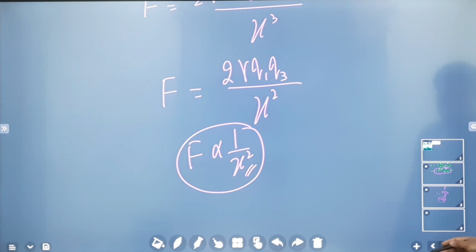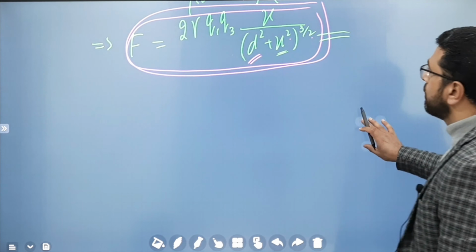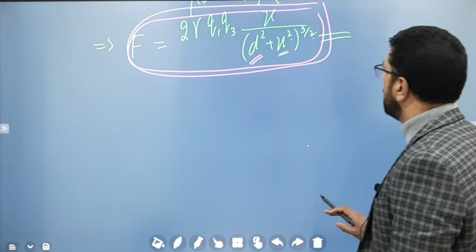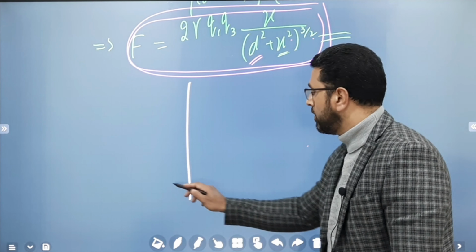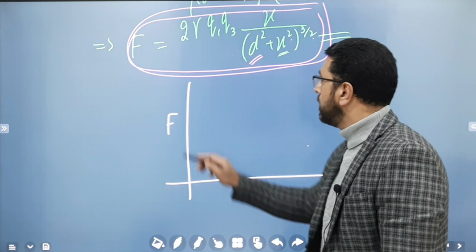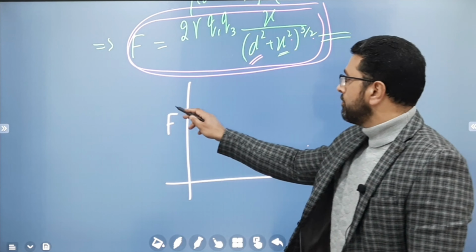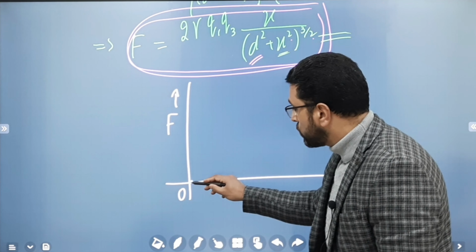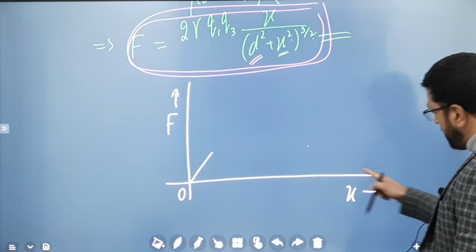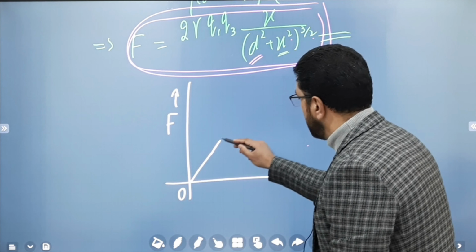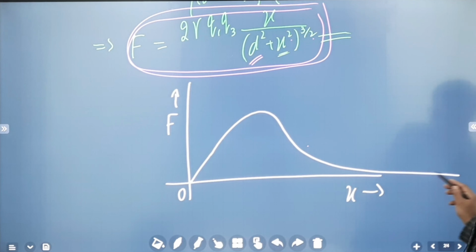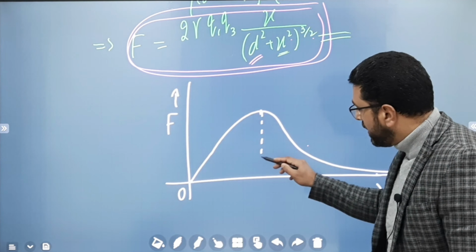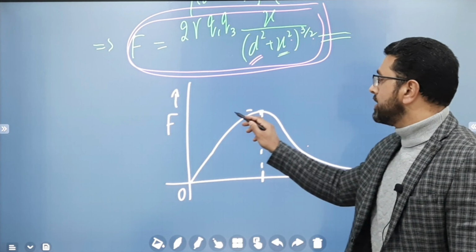Our graph for this equation is like this. I'll write here, F versus x. At x equal to 0, force is 0. Then it increases linearly, so we'll have a straight line. Then it increases, reaches a maximum, then decreases inversely as x square. So somewhere here, force is maximum.